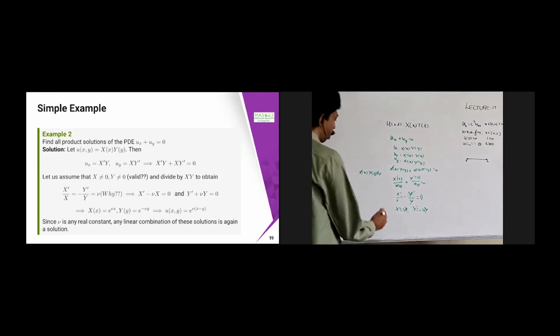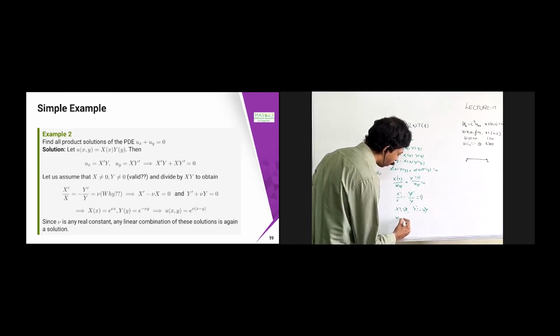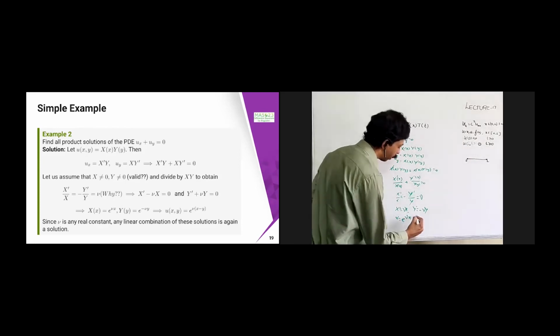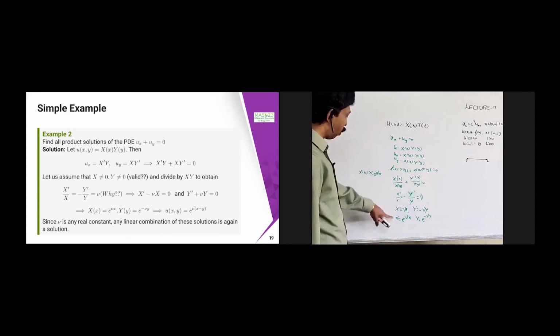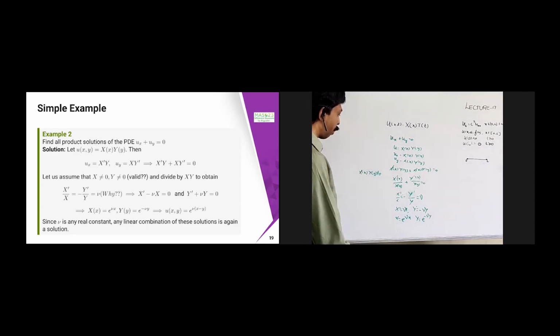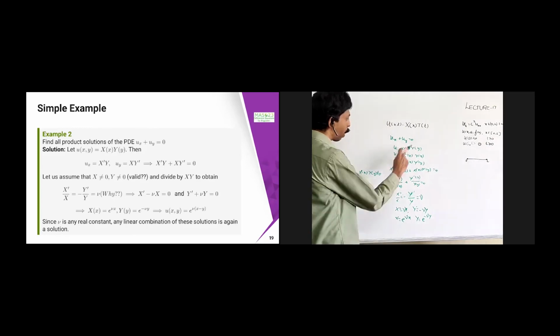If you solve this problem, you are going to get x equal to e power mu x, and here y is going to become e power minus mu y. I'm just ignoring some constants. If you have constants also, it doesn't matter. You can put some c1 and c2 and get that also. So in this case I have x equal to e power mu x and y equal to e power minus mu y. So my product solution is this one.